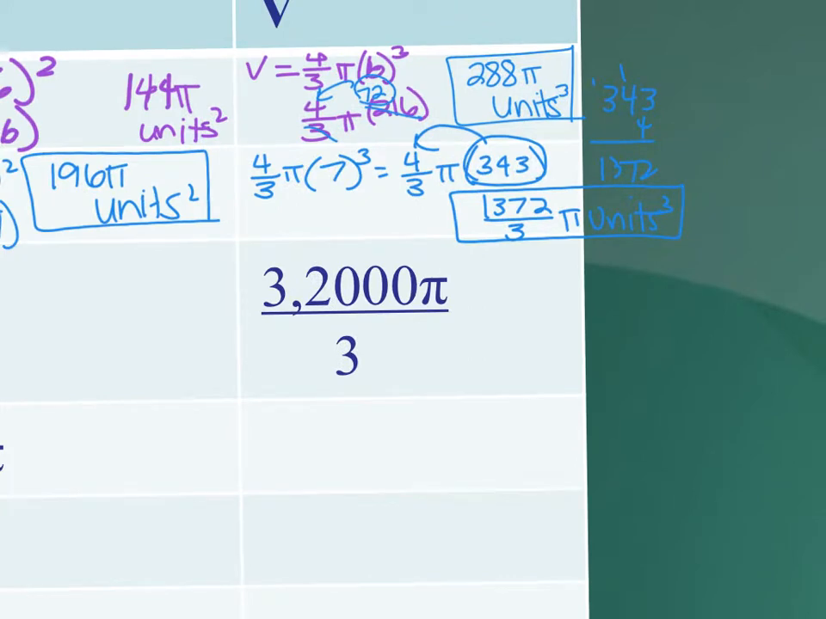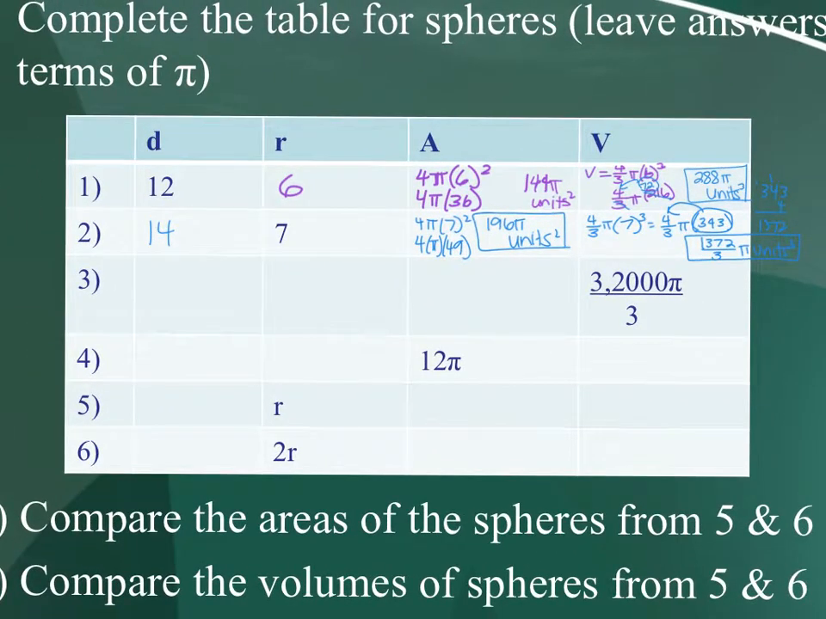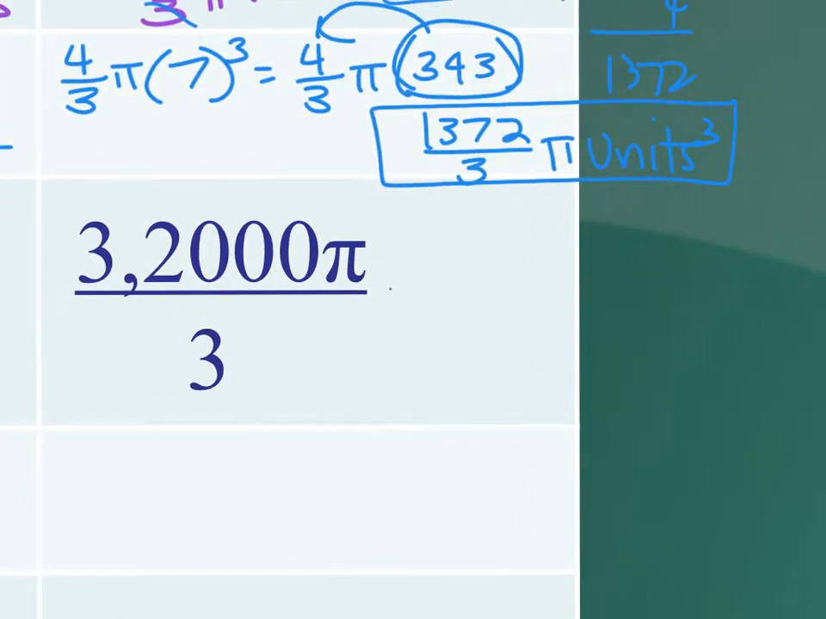Okay, the next one. Instead of giving me the diameter or the radius, it's giving me the volume. So I want to work backwards here. I want to say that this equals 4/3 pi r cubed. And there's a lot of ways to start this, but what's one way?